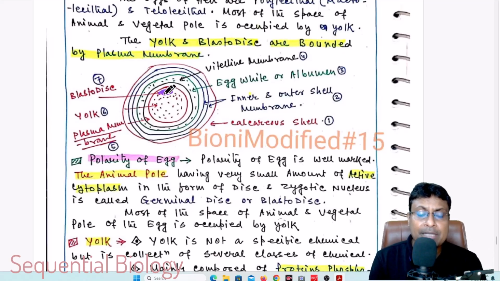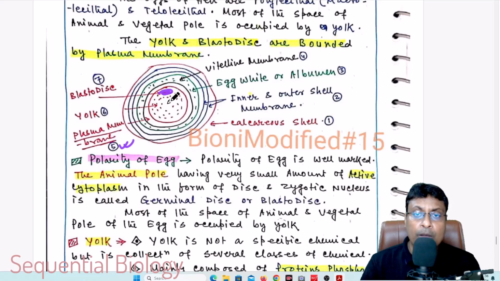And this active cytoplasm or the blastodisc and yolk are surrounded by a membrane which is known as the plasma membrane. Then this is the plasma membrane. This is the innermost layer, the innermost protoplasm of the chicken egg.